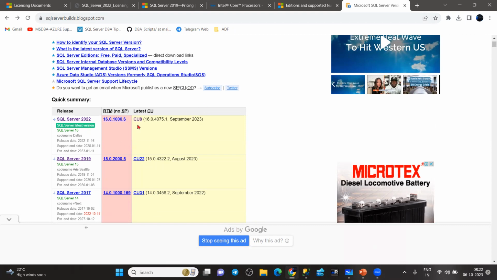Has anyone faced an MSP or MSI file missing when applying the patches? Anyone? No one? That is the biggest challenge when you are applying the patches. If you face the error, sometimes it will take a lot of time, sir.